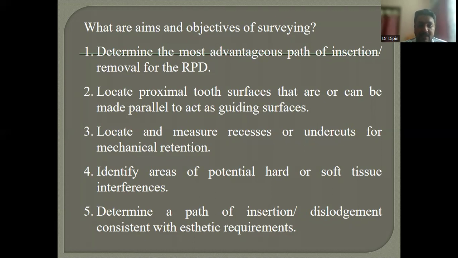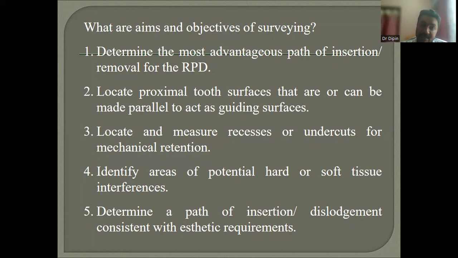And to locate and measure the undercuts for mechanical retention. Mechanical retention means when we are engaging the undercuts by using the retentive terminal, the terminal will go and engage the undercut. When a severe undercut is there, we don't need to use it. We will use only minimum undercuts, like 0.01 inch or 0.02 inch, for the engagement, for the retentive purpose.